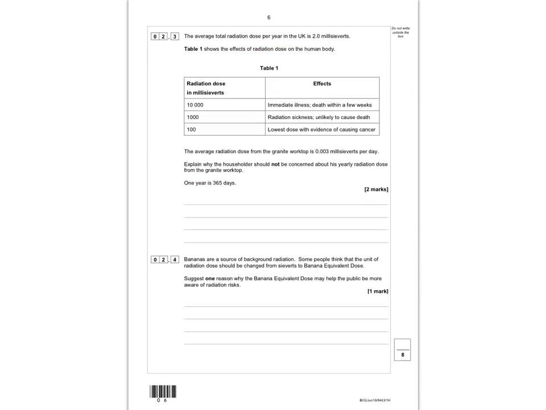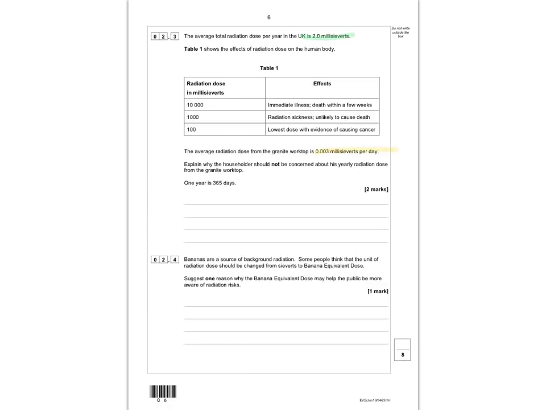In question 2.3, it says the average total radiation dose per year in the UK is 2 millisieverts. Which we'll highlight there. It then gives you table 1, which gives you lots of different bits. It tells you the radiation dosage, so 100 is the lowest dose with evidence of causing cancer, 1,000 is radiation sickness unlikely to cause death, and 10,000 is immediate illness, death within a few weeks. It then tells you the average radiation dose from the granite worktop is 0.003 millisieverts per day.